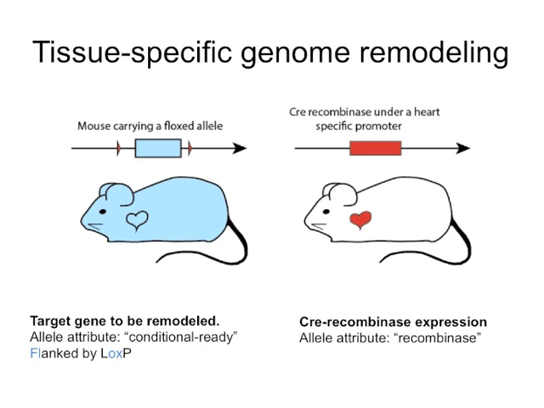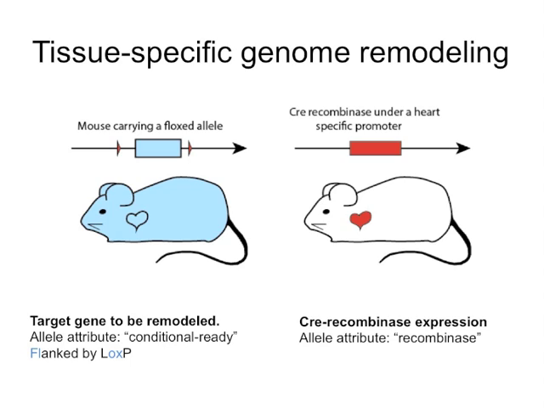In order to harness this for remodeling, you require two different strains of mouse. One is your target gene, which you're hoping to remodel, and the other is the CRE recombinase expressor, the enzyme that's capable of doing the remodeling. On the left, you see a diagram depicting the mouse carrying a floxed allele. Floxed is flanked by LOXP sites. These are the recombinase recognition sites for the CRE recombinase enzyme. And in MGI, these will be tagged with the allele attribute of conditional ready.